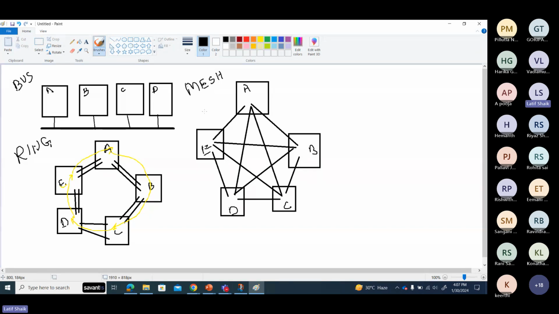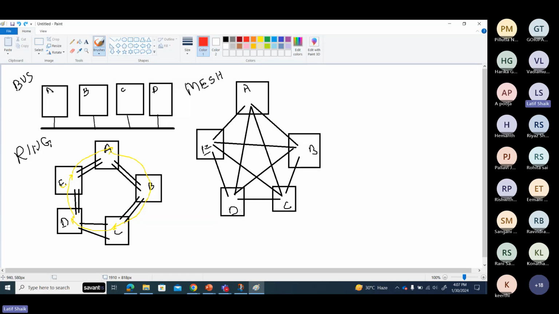It is a highly redundant topology. In case this wire is broken, no problem. Remaining communication is going on. Only A to B direct communication is not there, but A can communicate with all other devices except B. For example, if this particular device is down, no problem. Remaining devices will communicate with each other. Only this particular device is not communicating.